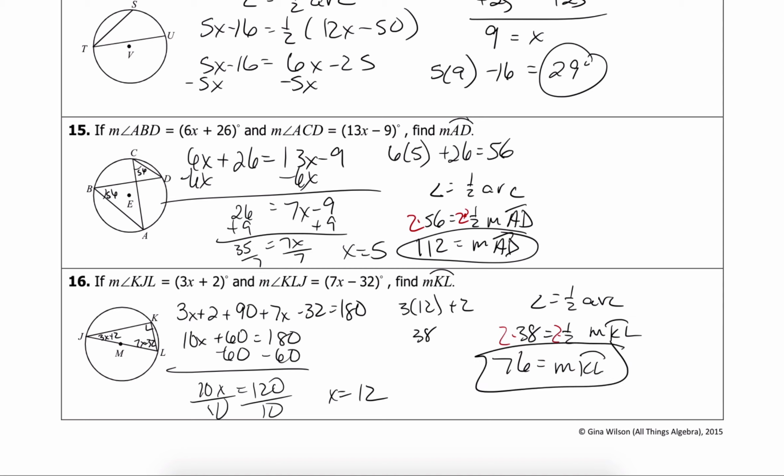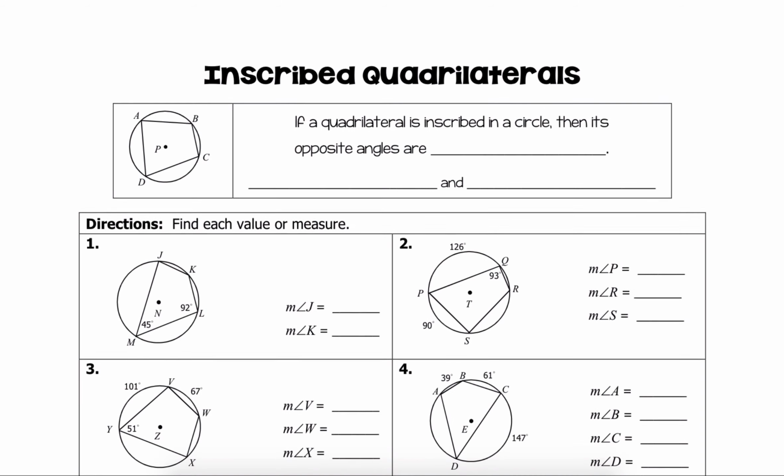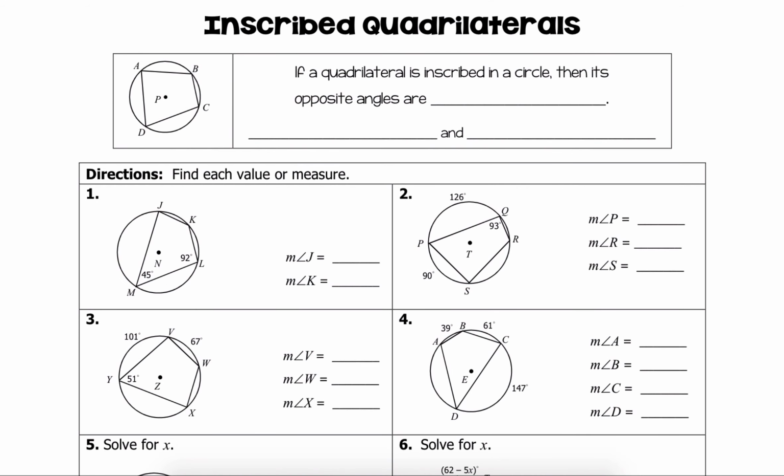All right, good work, guys. Now, one last topic here before we're done with this video is inscribed quadrilaterals. Woo, we're adding all these things together, aren't we? Basically, an inscribed quadrilateral means a quadrilateral with all the vertices on the circle. Inscribed just means inside the circle.